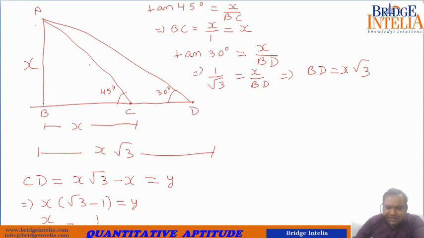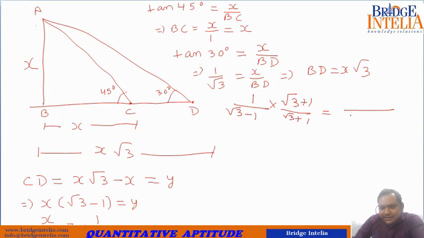So how can we rationalize? Right now our answer is coming out to be 1 upon root 3 minus 1. To rationalize, you multiply it by root 3 plus 1 in both numerator and denominator, and let's see what happens. The denominator takes the form of (a minus b) into (a plus b), which will make it a square minus b square. So a square, root 3 whole square, is 3. So the ultimate answer is root 3 plus 1 by 2.